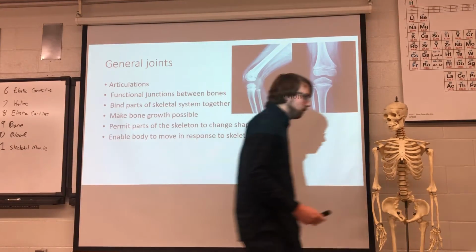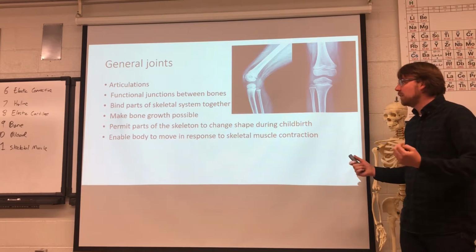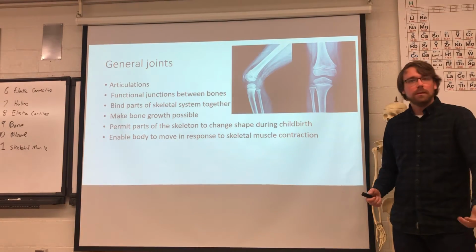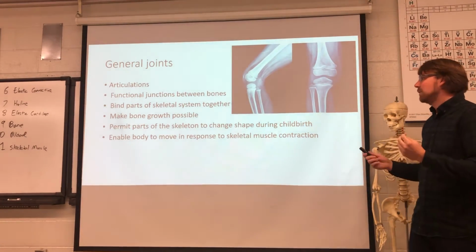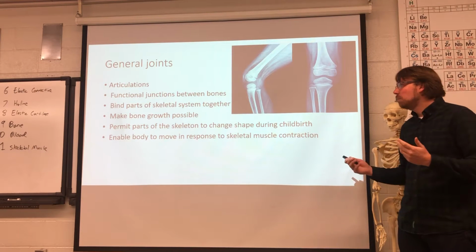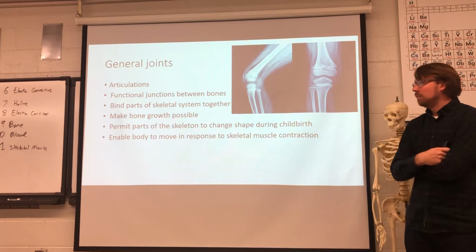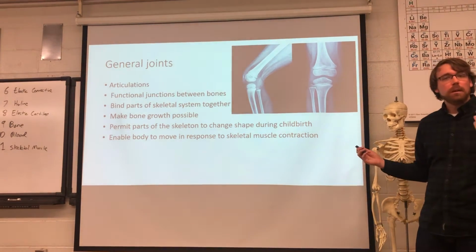So, we're going to start off with a little bit about what joints are. So joints are also called articulations. These are functional junctions between bones. So it is where one bone meets another bone. They bind parts of the skeleton together. They make bone growth possible. They permit parts of the skeleton to change shape during childbirth, namely the pelvis.